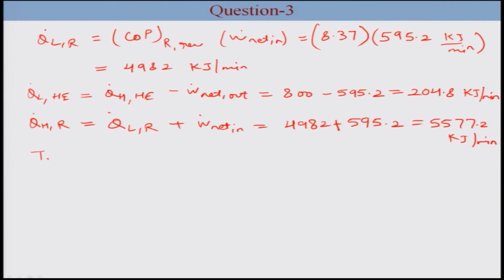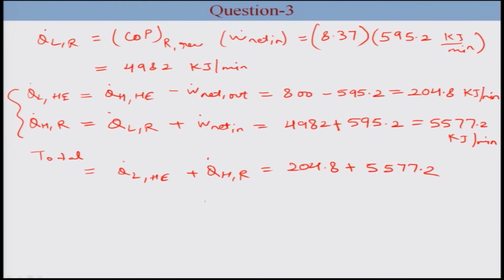So the total amount will be the sum of these two. This is equal to the heat engine Q dot L plus Q dot H of the refrigerator, which is 204.8 plus 5577.2. So this is equal to 5782 kilojoule per minute. This is the amount of heat which is rejected to the ambient air.